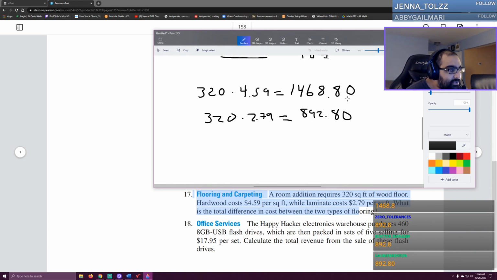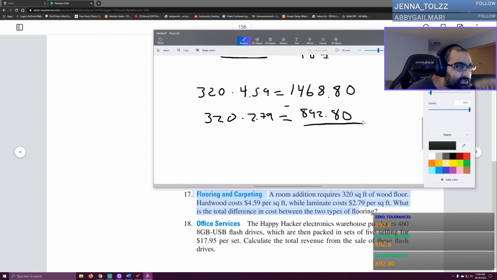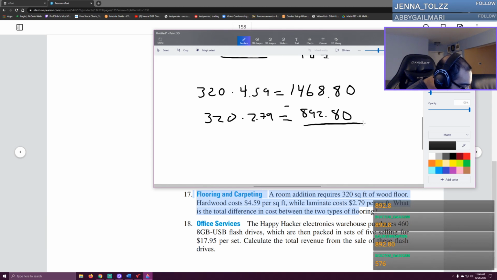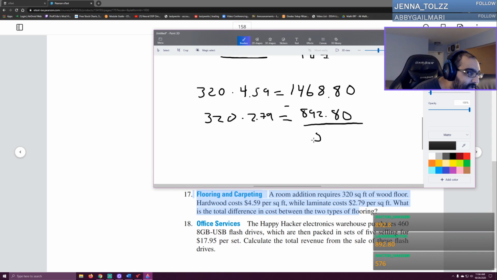Perfect. All right. So if we subtract those two from each other, let's find out the total difference in cost. So let's subtract the 1468.80 and the 892.80. Let's see what we get for that. $576. All right. Good. So the difference in cost here is $576.